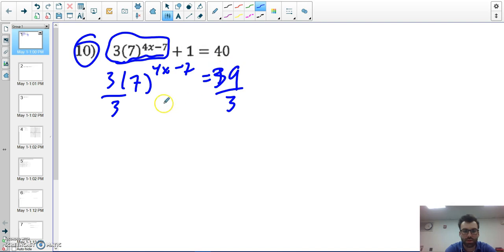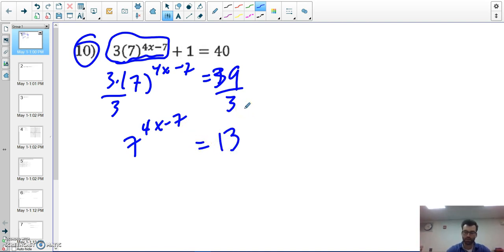So I move the 1 to the other side, and then I recognize that it's 3 times this value. Well, I can't multiply 3 times 7. I can't make this number 21 because this 7 has an exponent attached to it. The rule of operation says I need to do exponents before multiplication. So I currently have 7 to the 4x minus 7 equals 13.